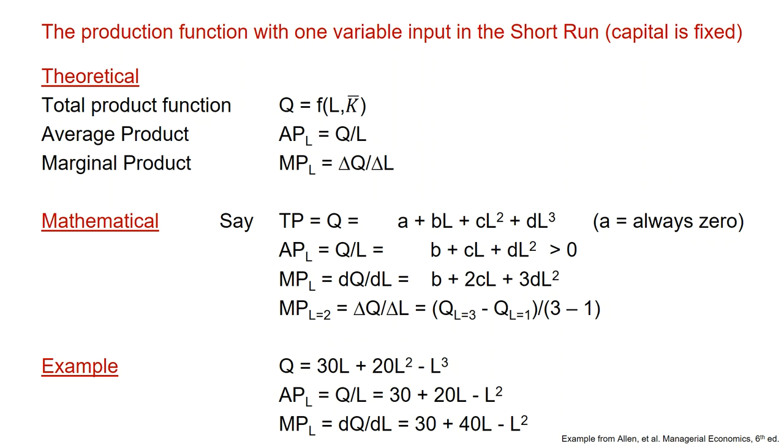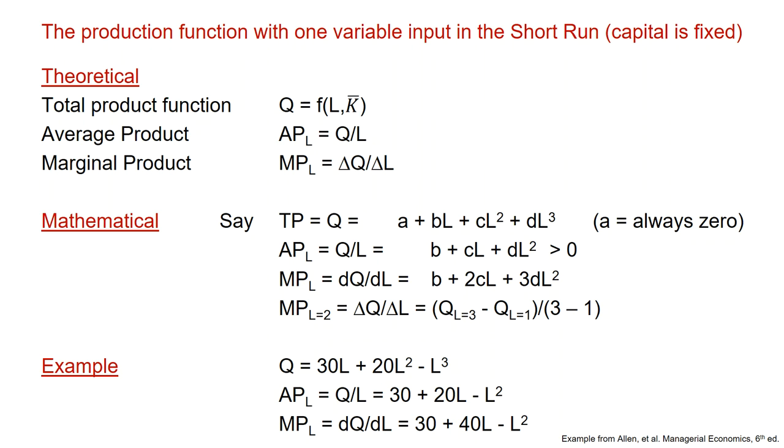And we can look at average product of labor. The reason for that is since capital is fixed, the only thing that can vary output is the amount of labor that we put in. Marginal, though, is a very different thing, which says if we hire one more unit of labor, how much more output do we get?